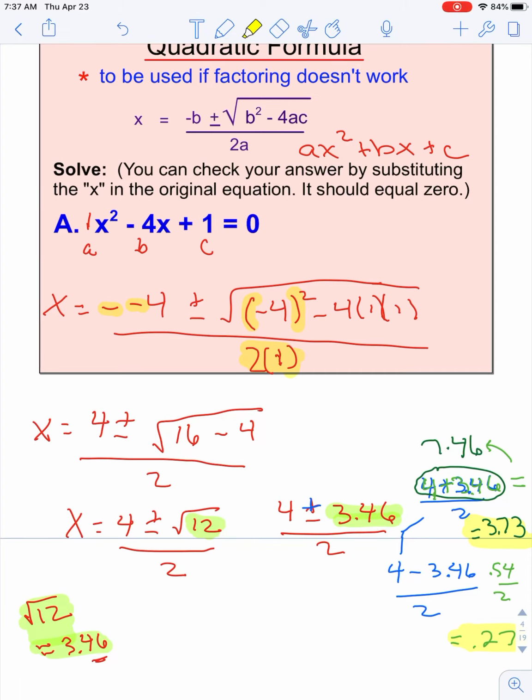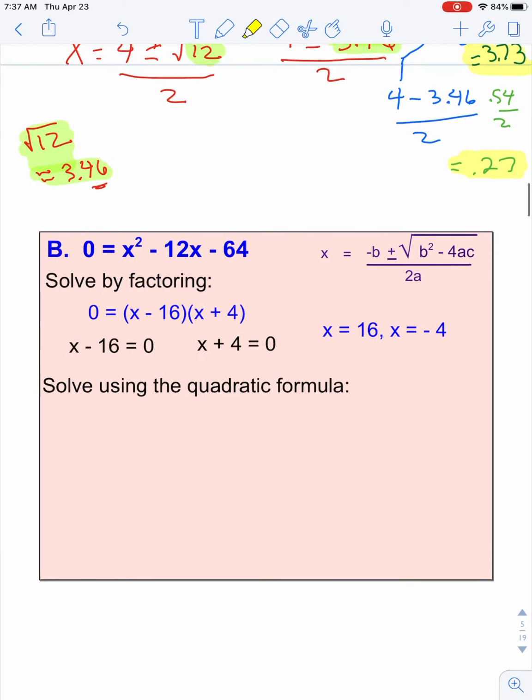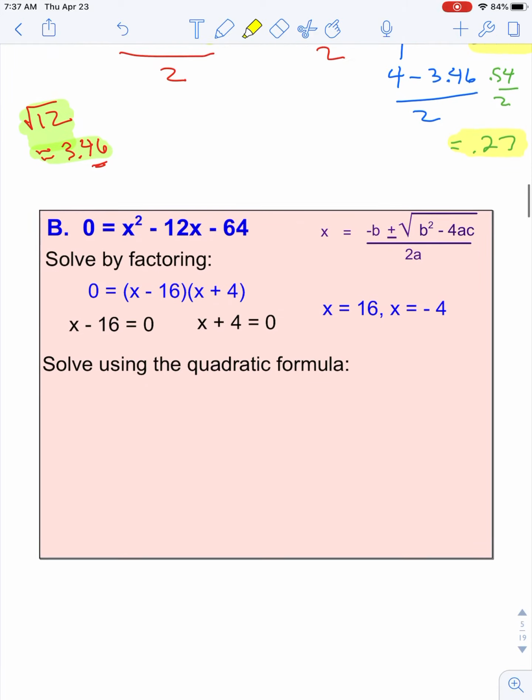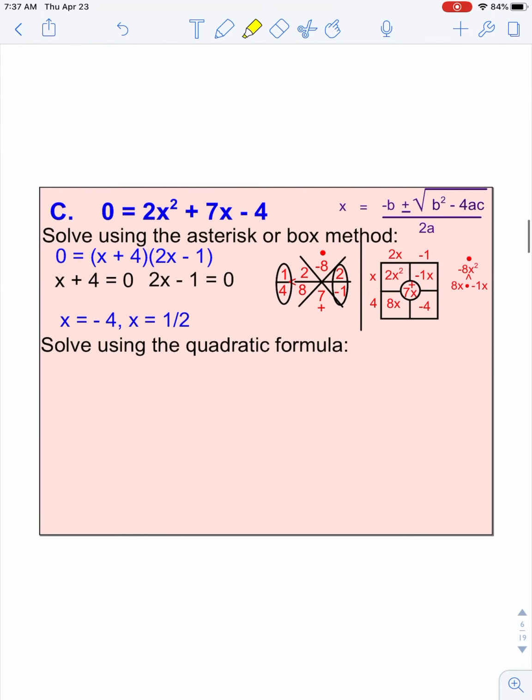Those of you continuing on, let's take a look at another one. Well, let's not work on this one because we already factored that one. Let's work on this one. This was another one from the warm-up that we didn't do.